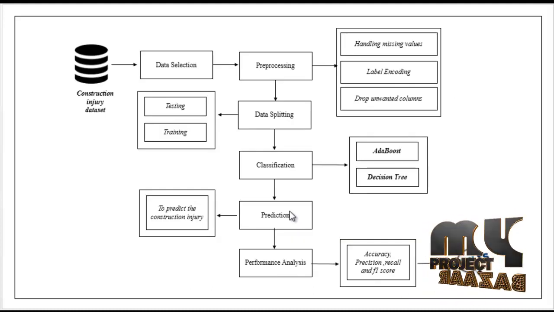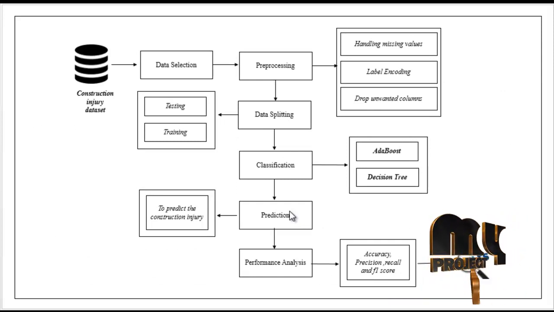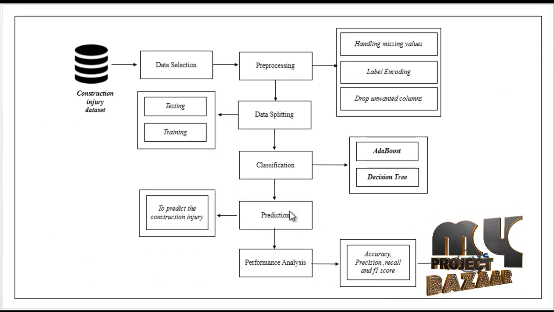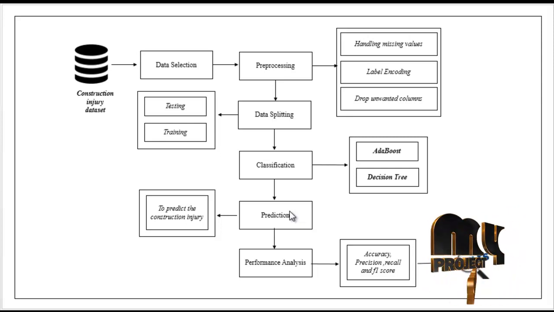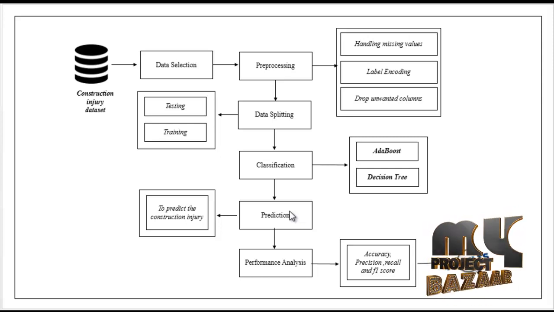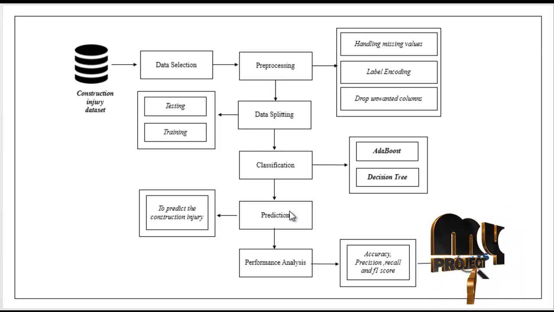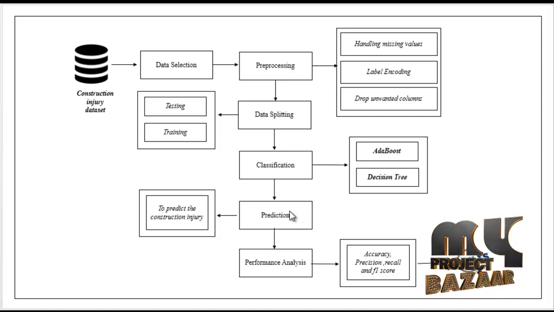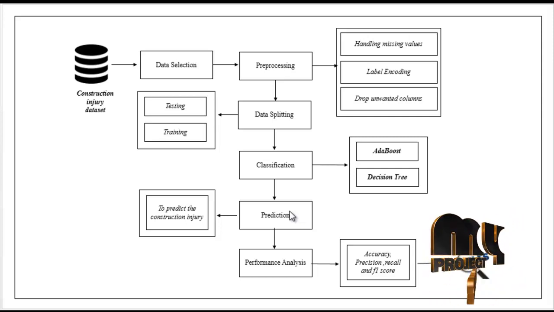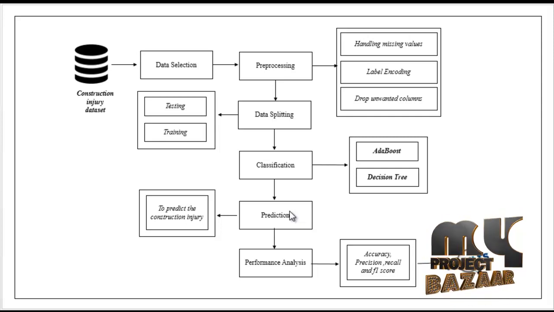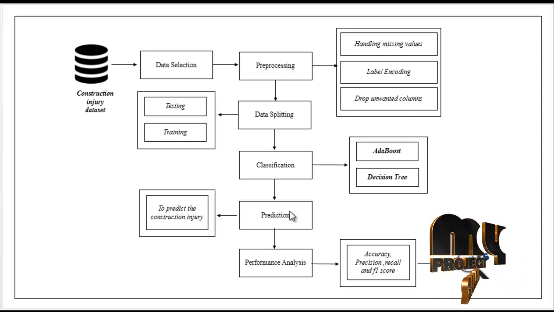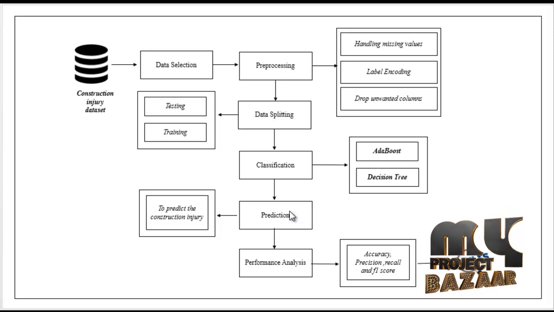Now we are going to see about the flow of our process. First we have to take the input data set. The data set name is construction injury data set. The data set was collected from some data set repository like UCI, GitHub, Kaggle and so on. After that we have to select our input data set by using pandas package. Then we have to implement the pre-processing step.